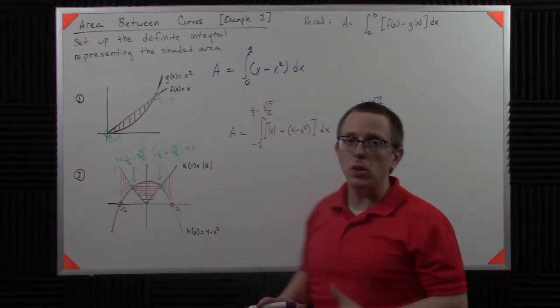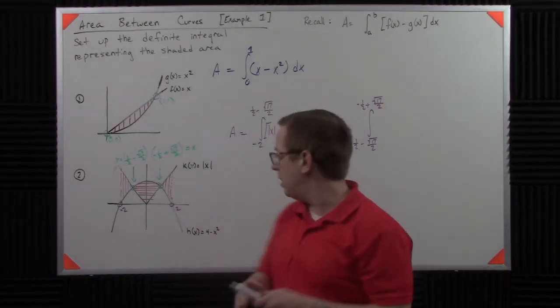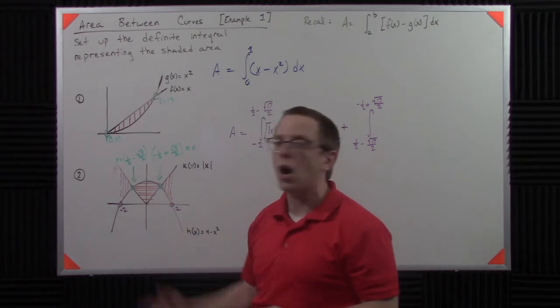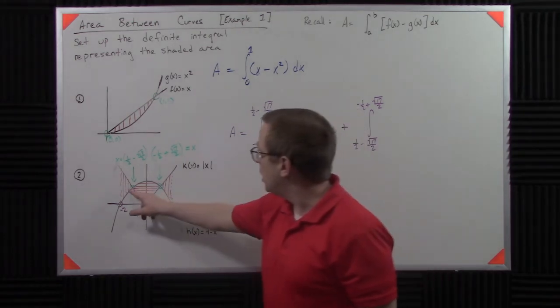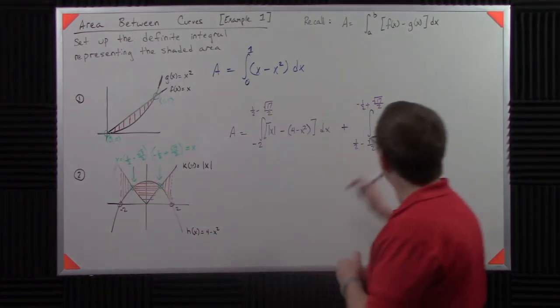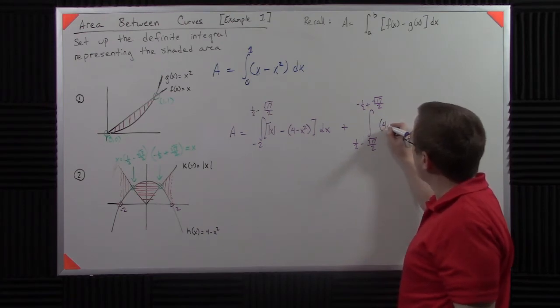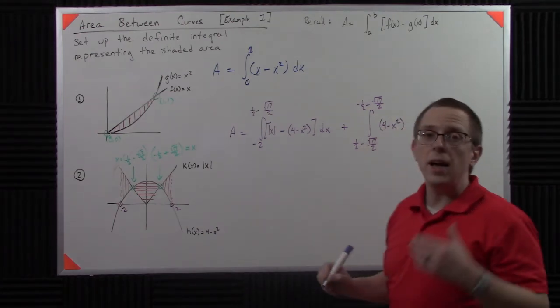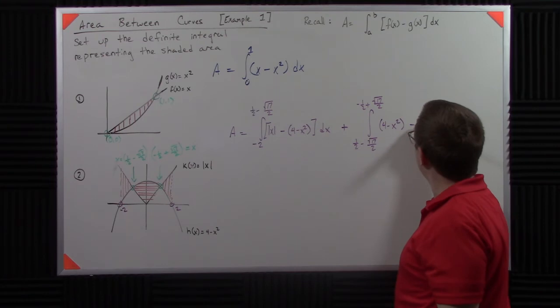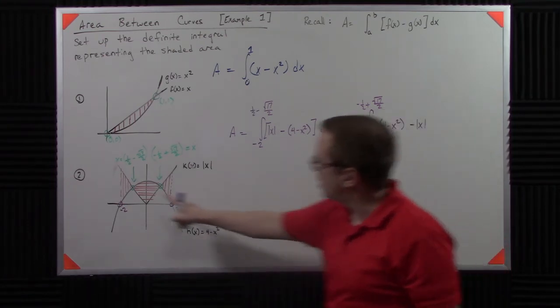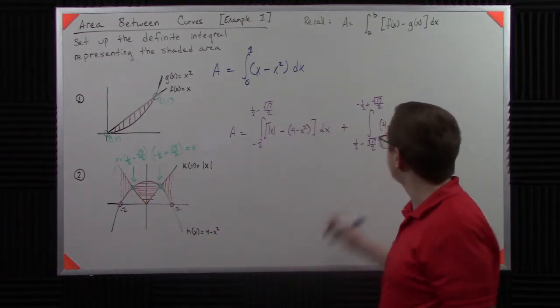Now, in this particular case, we have to look at this region. Which function's on top and which function isn't? In this case, the top function is actually 4 minus x squared. And the bottom function is the absolute value of x, right? It's the lower function.